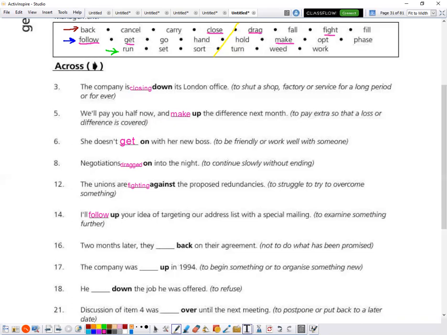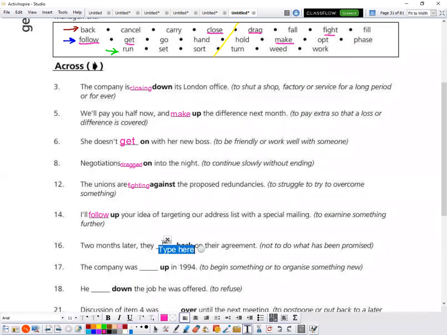Number 16. Two months later, they back on their agreement. Means not to do what has been promised. And the answer is in the blue line, the first half. So what is it? Go back. Mashallah, Abdul Rahman. That's right. Go back. Change their mind.